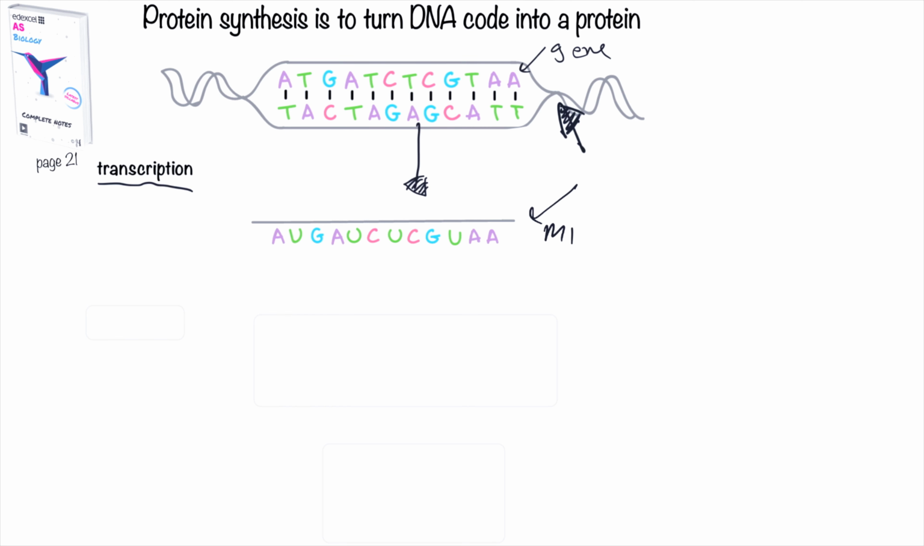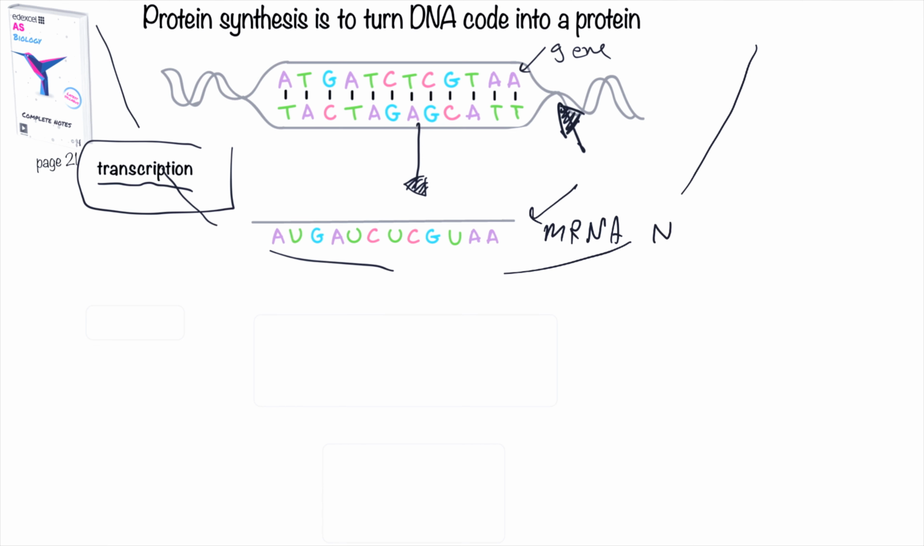So that's the mRNA here. And what am I going to do with this mRNA? We're going to take this mRNA out of the nucleus. So the transcription part takes place entirely inside the nucleus. And what are we going to do now? We're going to take it out and go to the cytoplasm, particularly to the ribosomes.